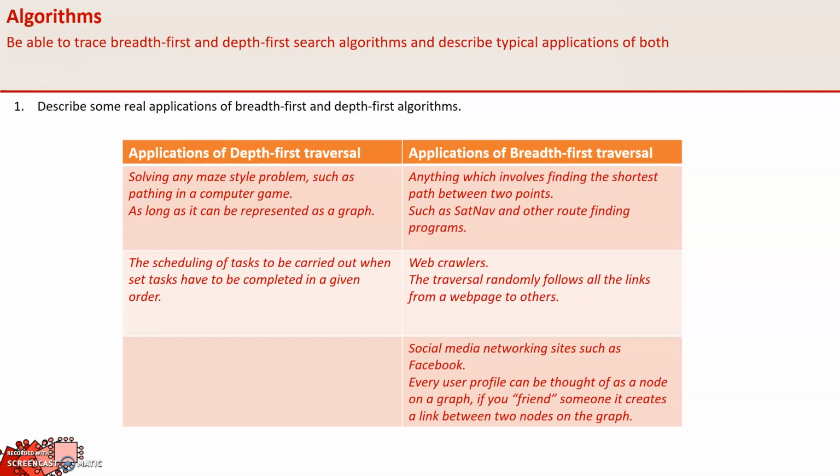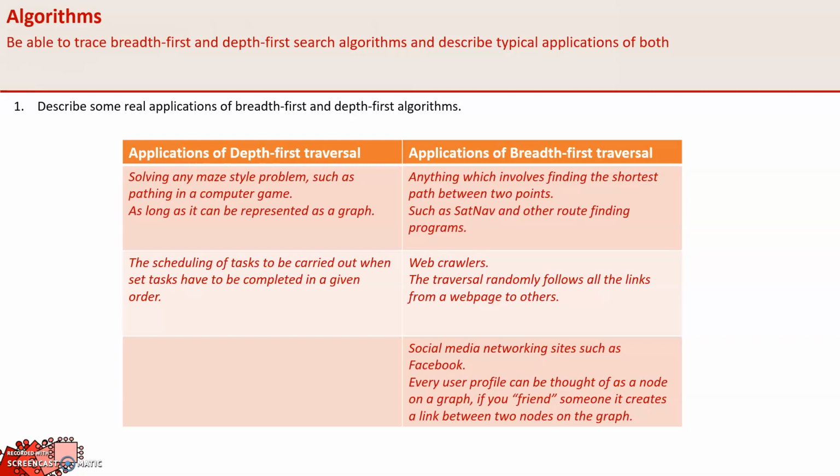So if you think about it, a depth first traversal will find its way to the end of a graph quite quickly. So if you're solving a maze style problem, which could be like pathing in a computer game, it could be a traditional maze, it could be anything like that. If it can be represented as a graph and you want to get from one place to another as quickly as you can, then depth first traversal is going to be your solution for that.